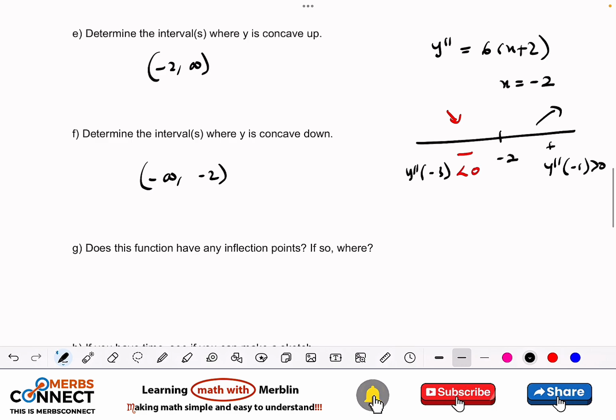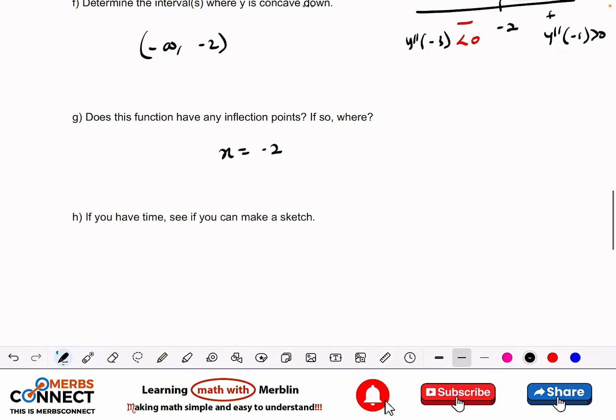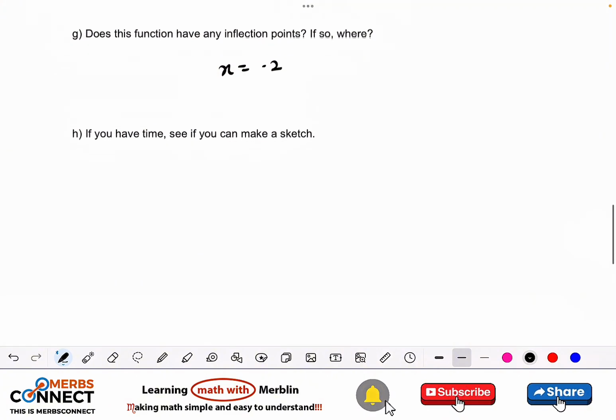Does the function have any inflection point? Yes, at x is equal to -2. This is the point of inflection. So at x is equal to -2. Right. If you have time, see if you can sketch. I don't have time. Okay, just kidding.